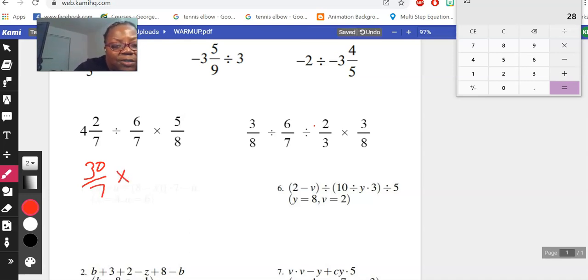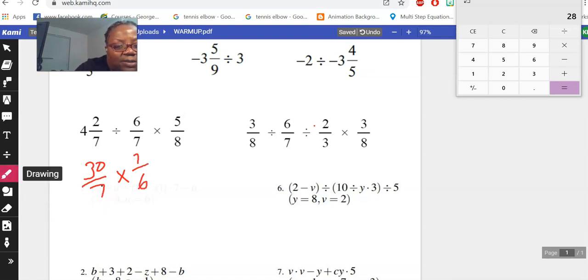I'm going to change this division to multiplication and flip. There we go. Notice I can cancel these out. And I can also cancel out the 30 and a 6. They're both even numbers, so I'm going to divide by 2. 2 will go into 6 3 times. 2 will go into 30, let's see, 15.